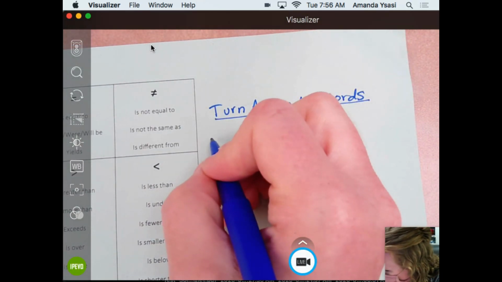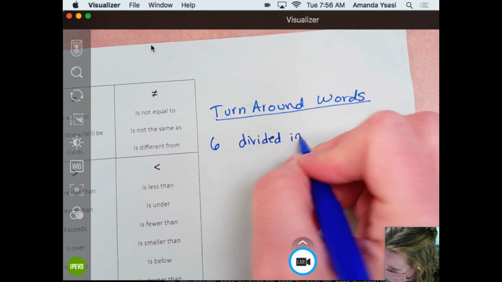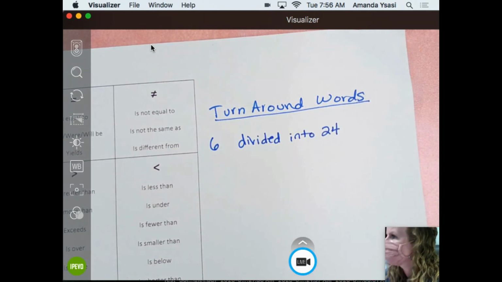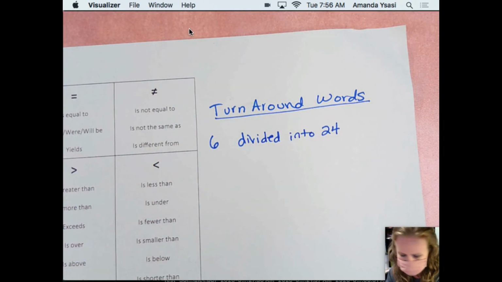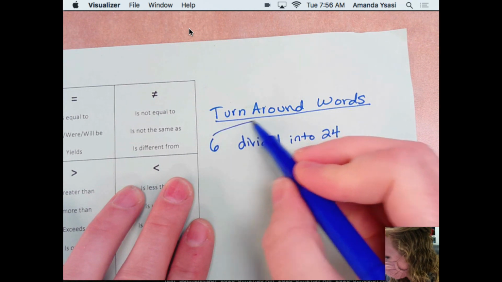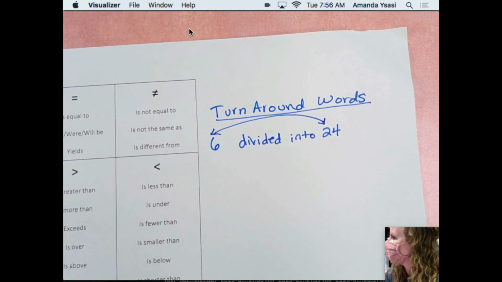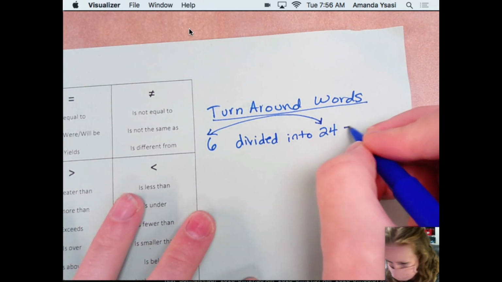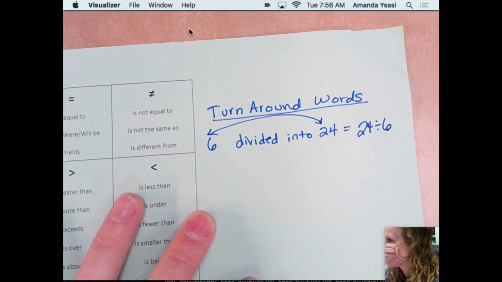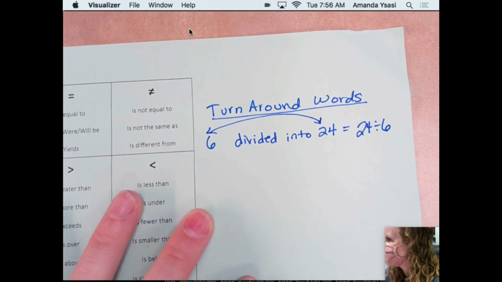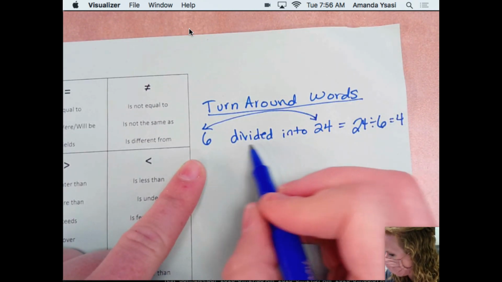All right, so an example would be 6 divided into 24. So if I say 6 divided into, this is a turnaround word. I'm going to turn these around because you're dividing 6 into 24. So what that means is you're going to do 24 divided by 6, which equals 4. You're not going to do the opposite because it says divided into.